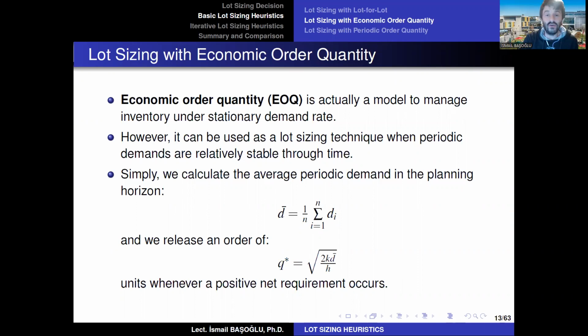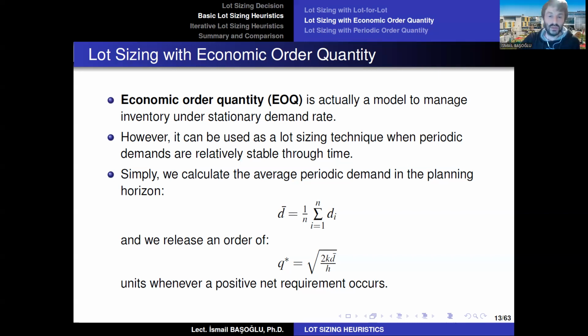Even if we have a single unit of demand at a certain period or a large amount of demand in that period, the order quantity will be fixed, which means some of the inventory will be carried to the next periods to meet the future periods' demands. So how do we determine this fixed quantity? Again, we are going to use the formulation that we have developed in the basic economic order quantity model.